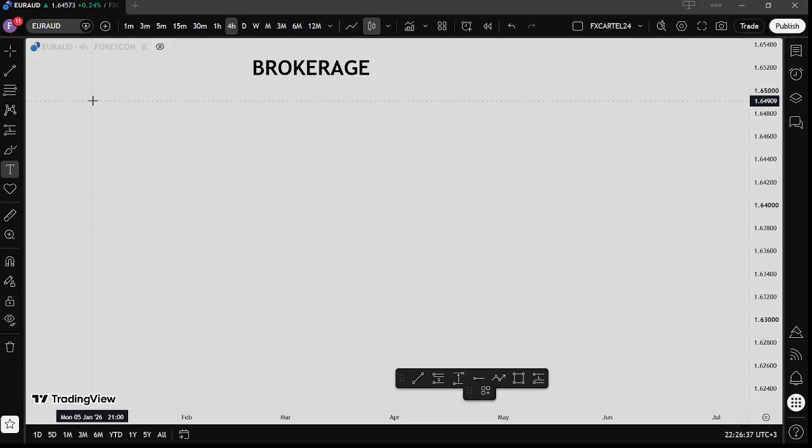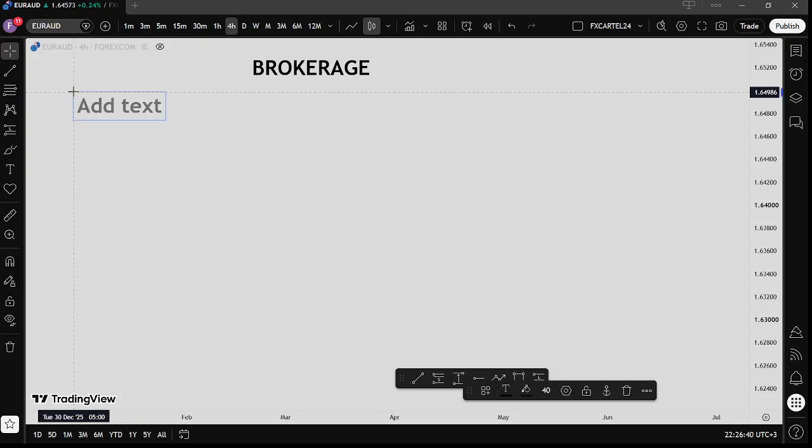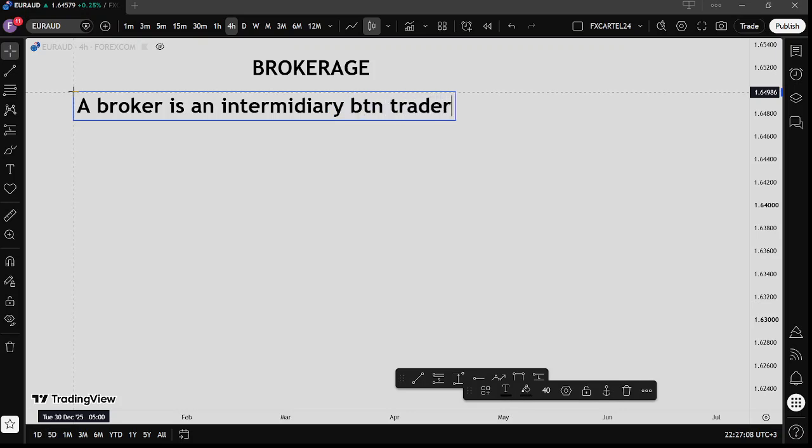So, who is a broker? A broker in a forex market, not a broker for houses. A broker in a forex market is, hopefully you're making notes, an intermediary between traders and the forex market.